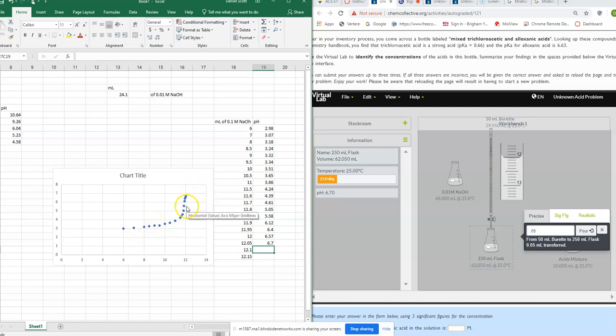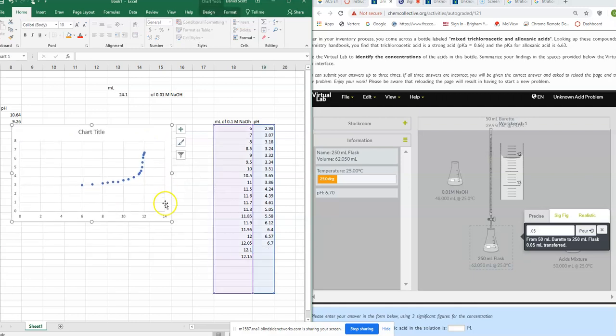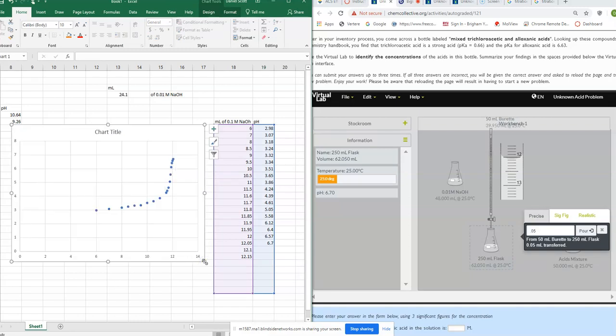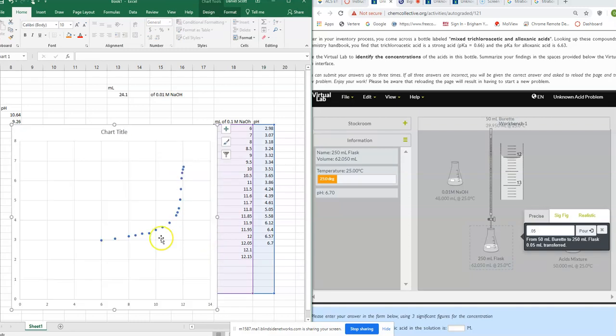So from this, I can identify the concentration of my first acid. My first acid ran out at this volume here, about 11.85 milliliters of this. I can see that because that's the steepest part of the curve. The steepest part of the curve is where it runs out, not where it stops. And maybe even 11.9 is about right.